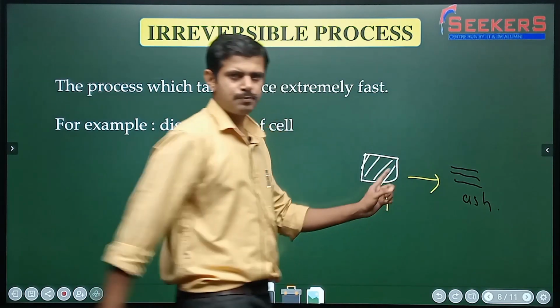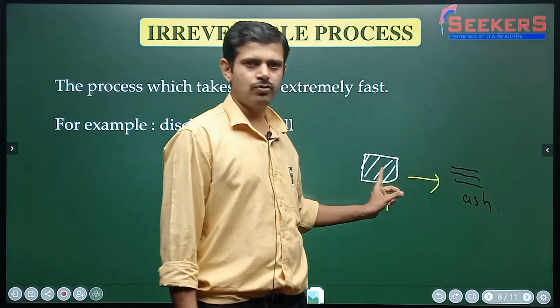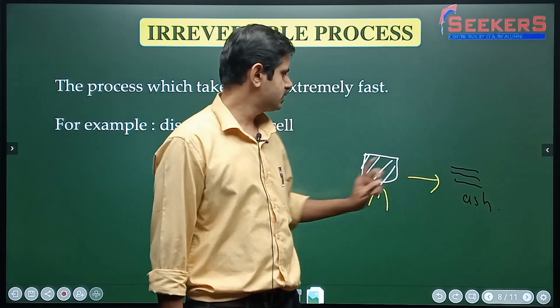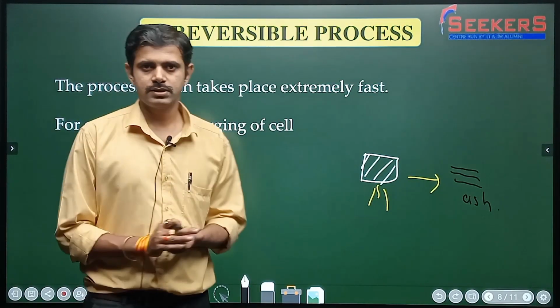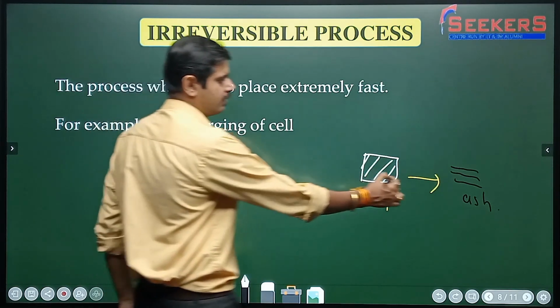Now, this process has been done. The ash can never be reversed back to paper. This type of process is called an irreversible process, meaning one which cannot be reversed back.